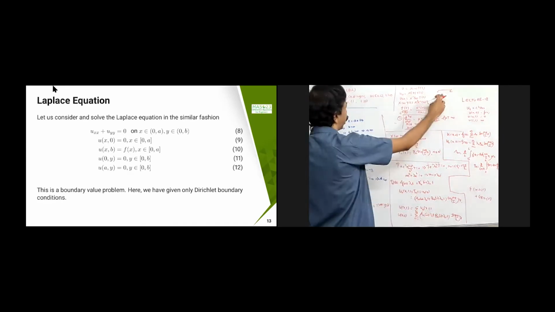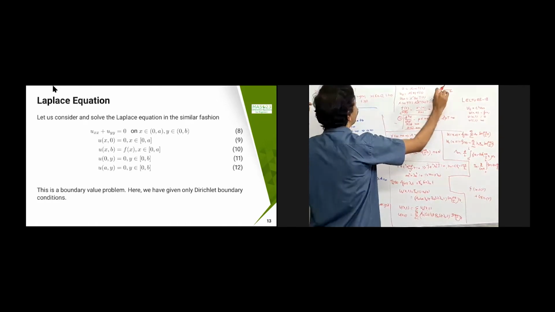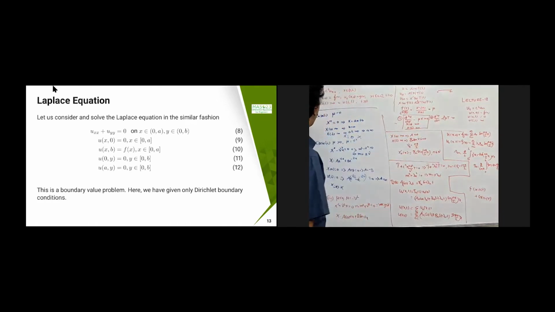So I'm just saying u of x comma 0 equal to f of x, and u_t of x comma 0 equal to g of x. This means initially the displacement is f of x, which is everywhere I'm displacing, and the velocity u_t of x comma 0 is also given as g of x.